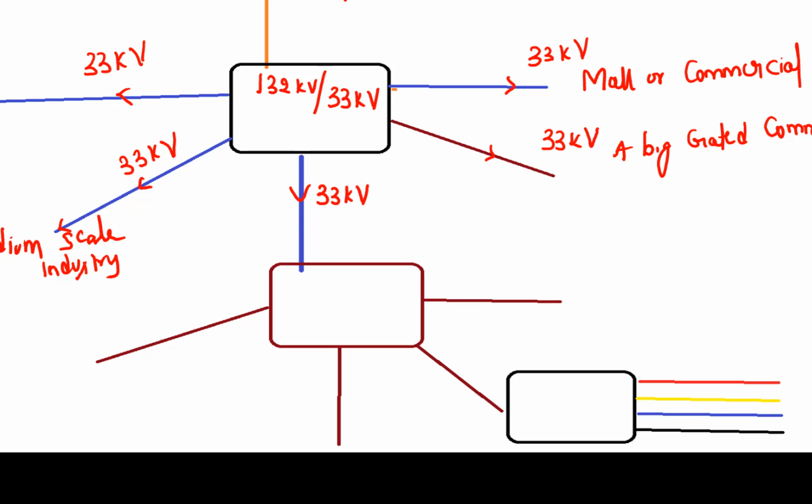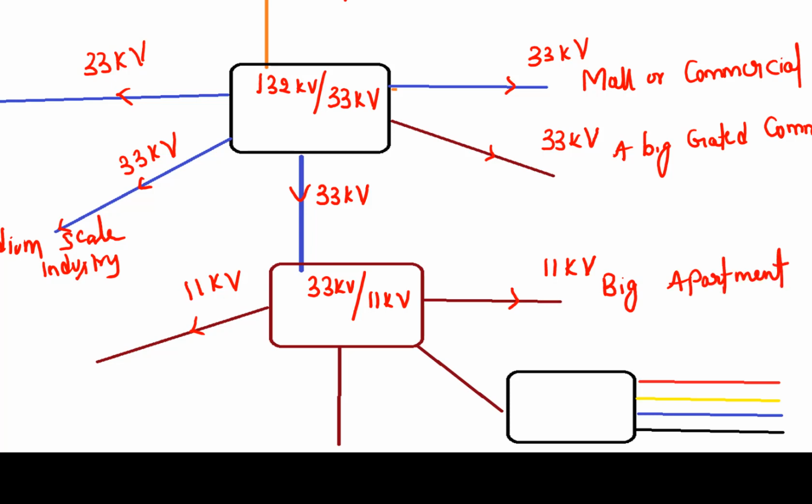Again this 33 kV is stepped down by one more smaller substation which steps down this 33 kV to 11 kV, from where the 11 kV feeders will go to the different locations in that region. A big apartment can directly take 11 kV supply. A small scale industry can directly take 11 kV supply. Like this, different customers will take the 11 kV voltage. Okay.